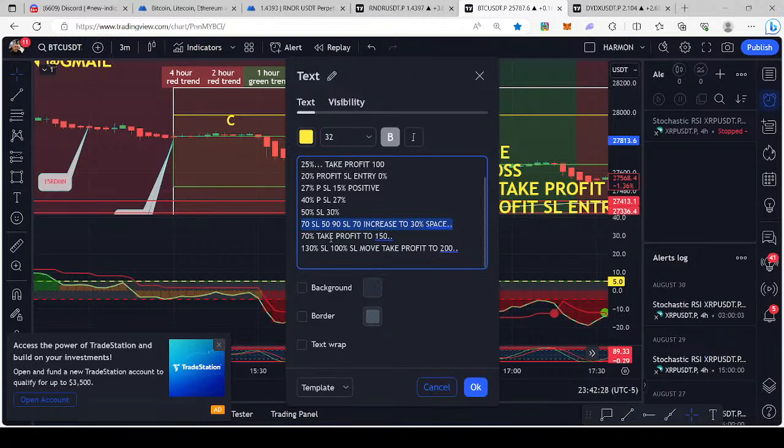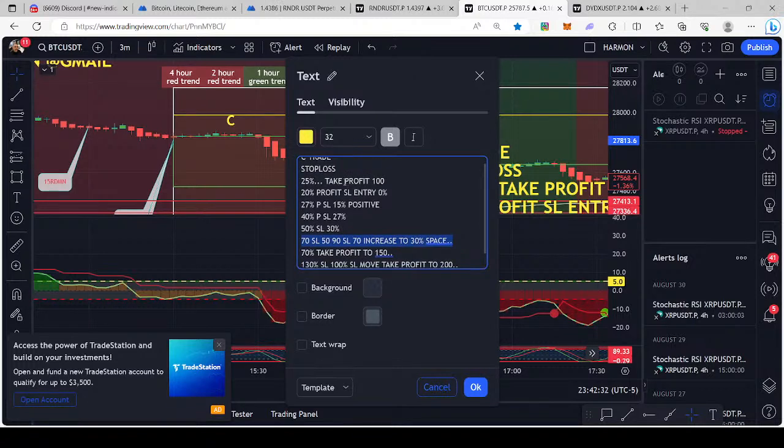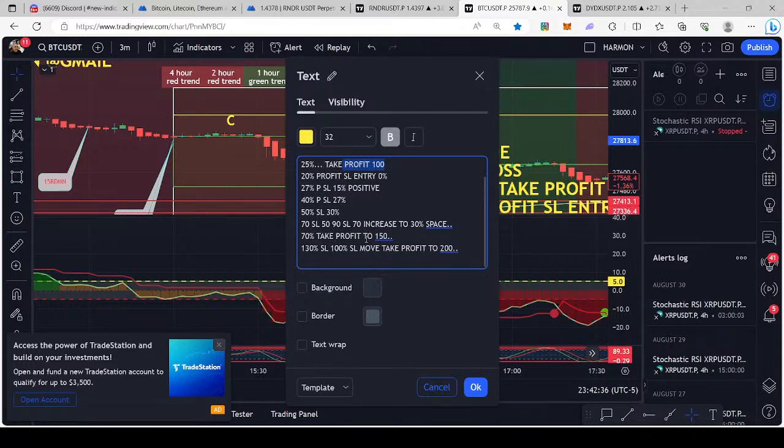70%, now, here's another thing that you're going to do, because your take profit is set at 100% originally. When it gets to the 70% area, you want to move your take profit to 150 in case there's a spike inside of the wick that might pay you a lot more than you have. And then all that happens here is you just increase your space 30%.